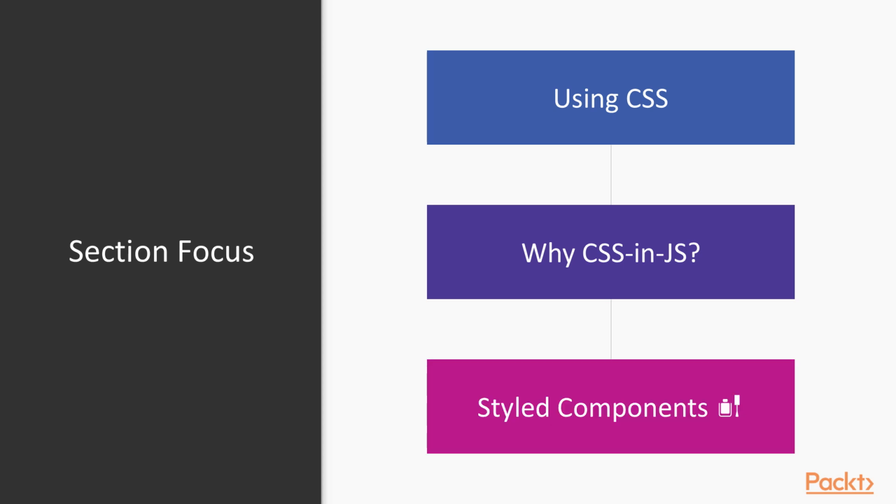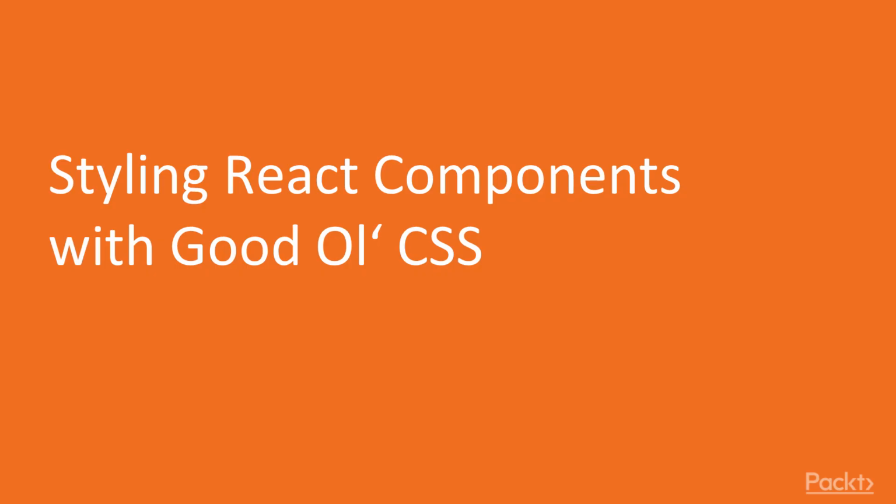Now, we'll put all of this into practice by using styled components, a library that's used by both big brands and small agencies to craft style systems and write CSS that scales. Now, in this video, we'll cover what it's like to style React components with good old CSS and explore several ways you can accomplish this in terms of file structure and code architecture.